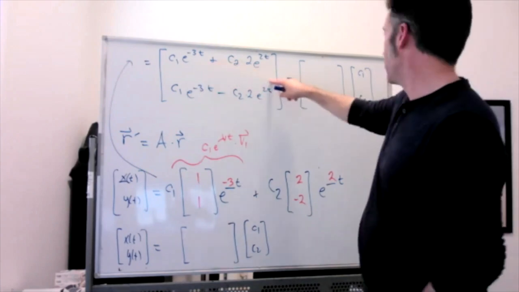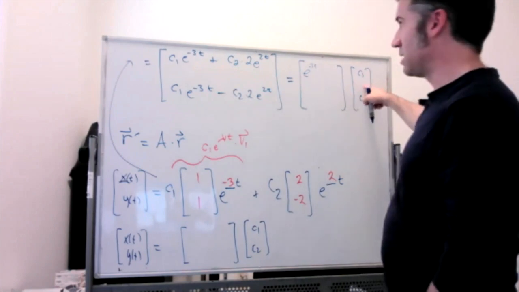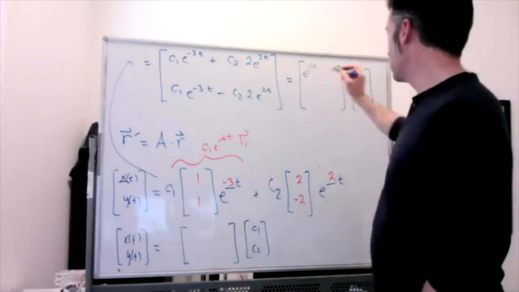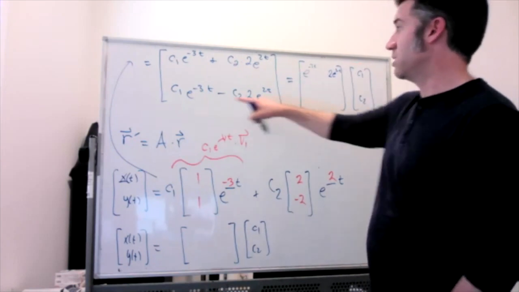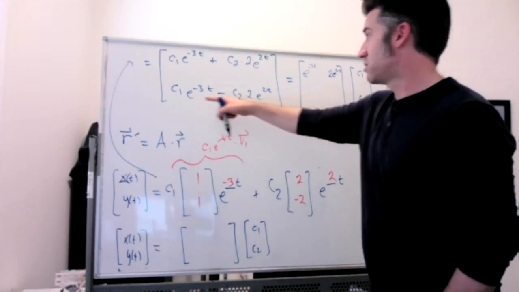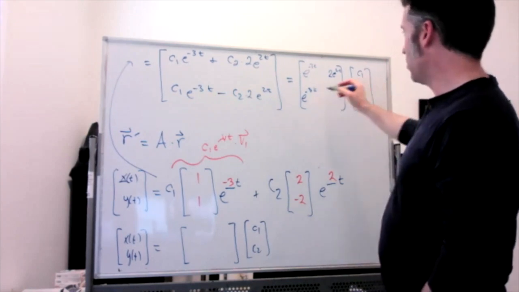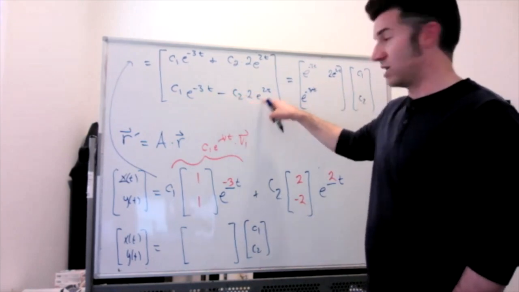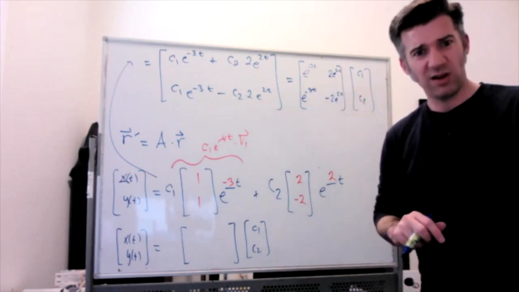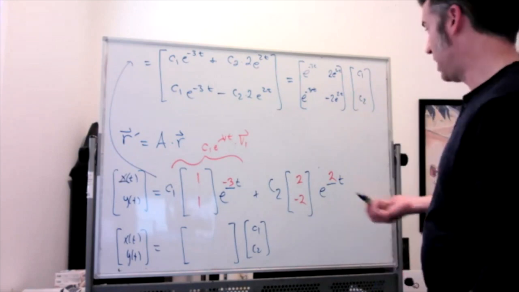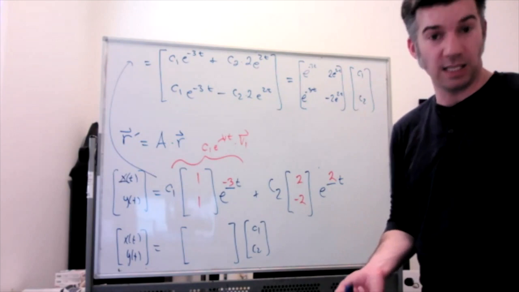So in the first row, we need e to the -3t times c1, and we need 2 e to the 2t times c2. In the second entry, we need e to the -3t again times c1, and we need minus 2 e to the 2t times c2. That's a kind of strange way of writing it, but that would also be technically correct, although it feels a little bit atypical to me.